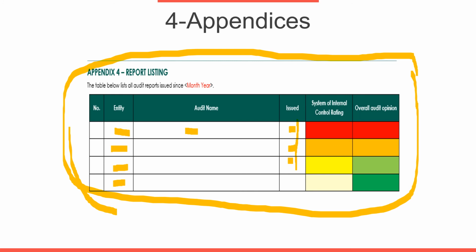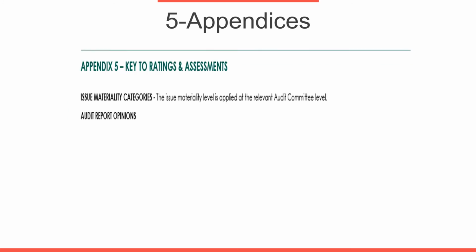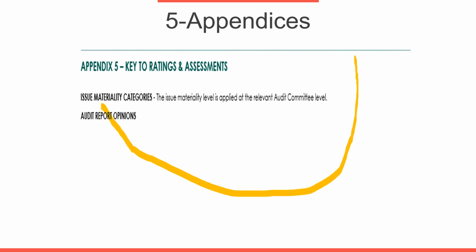And the last one is, as in the previous slide, you have put some of the reports, and against those reports there is a rating and overall opinion. Here you can define, for the reader to understand, what high means and what moderate means. Basically, the definition of the overall opinion and rating of this report.